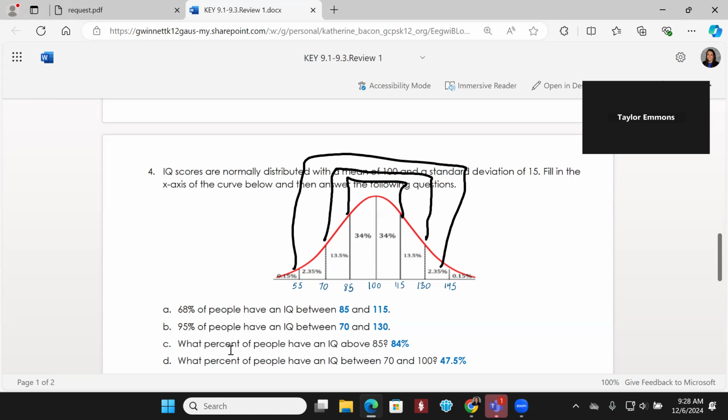Okay. What percent of people have an IQ between 70 and 100? Again, you're going to just kind of mark it off, 70 to 100, and then you just add the percentages in the middle. Shouldn't be hard.